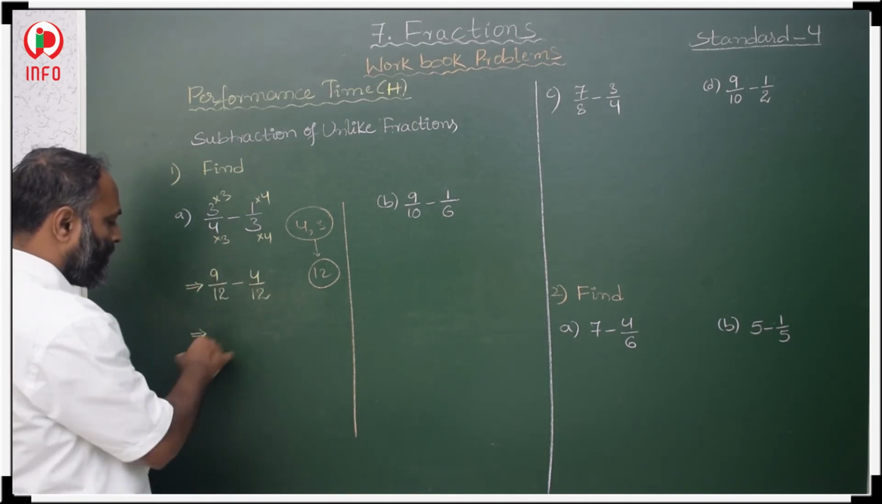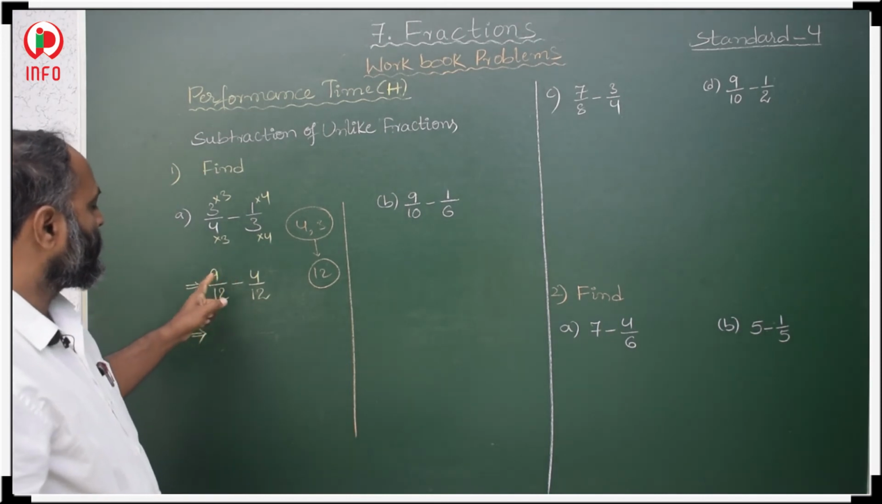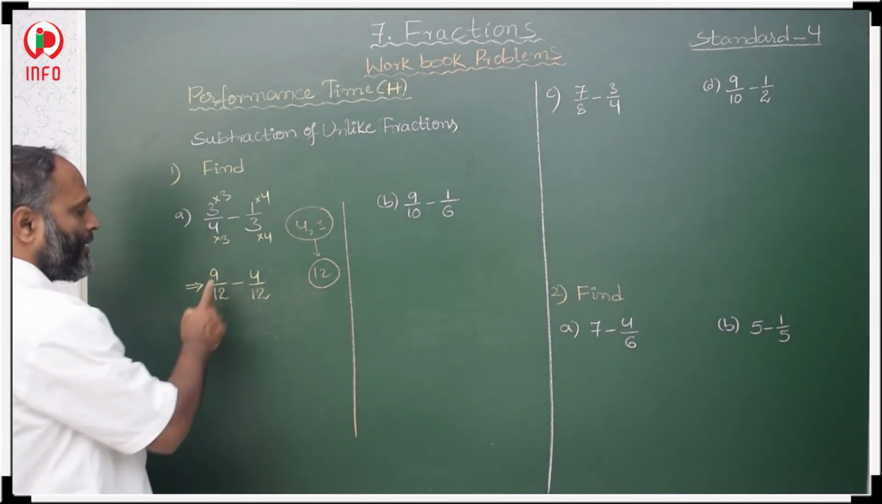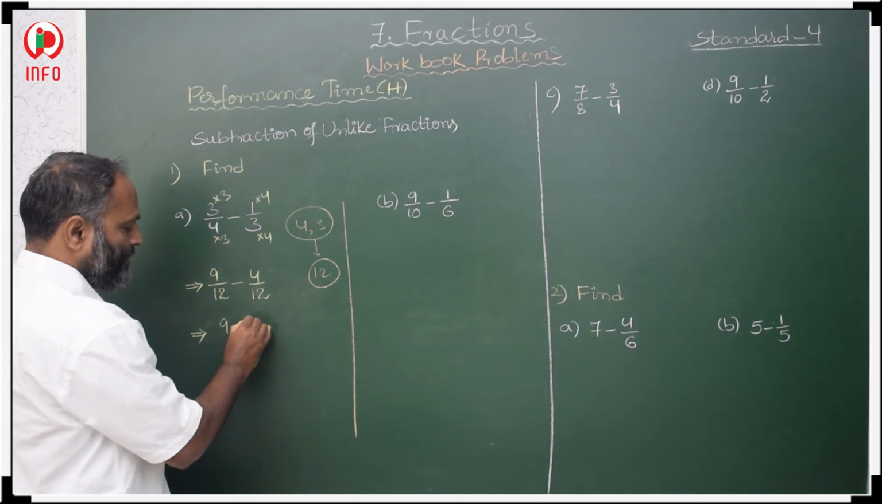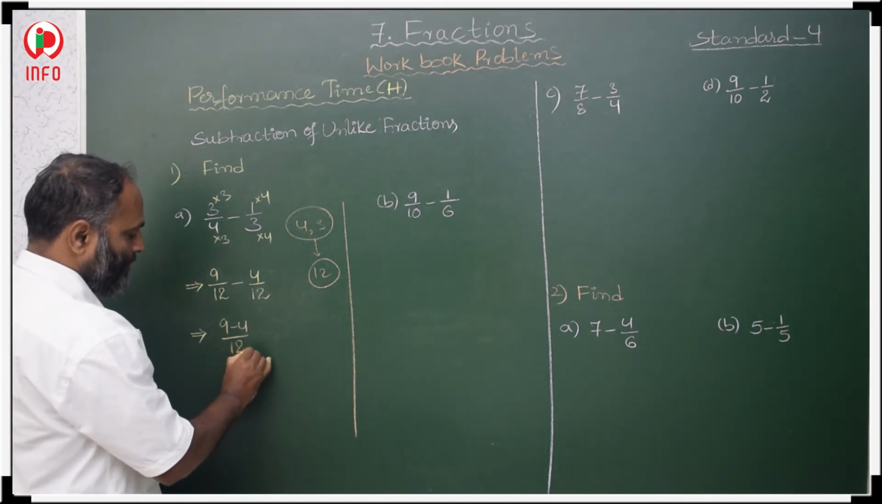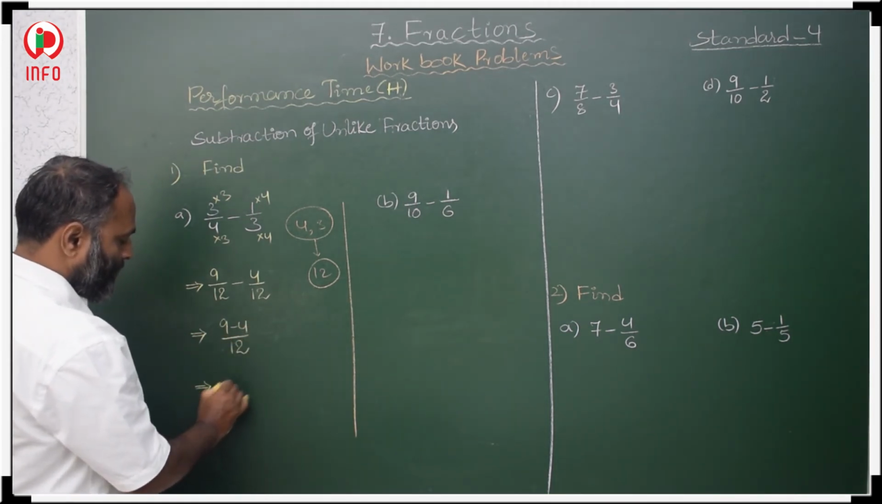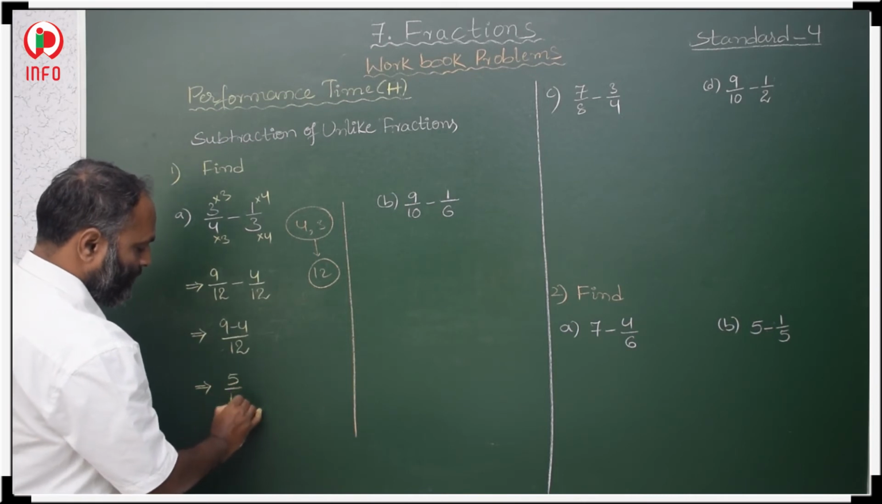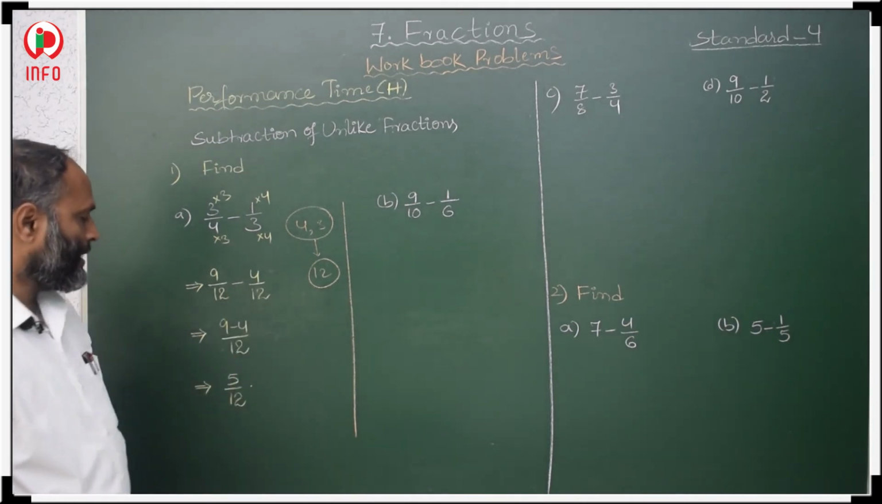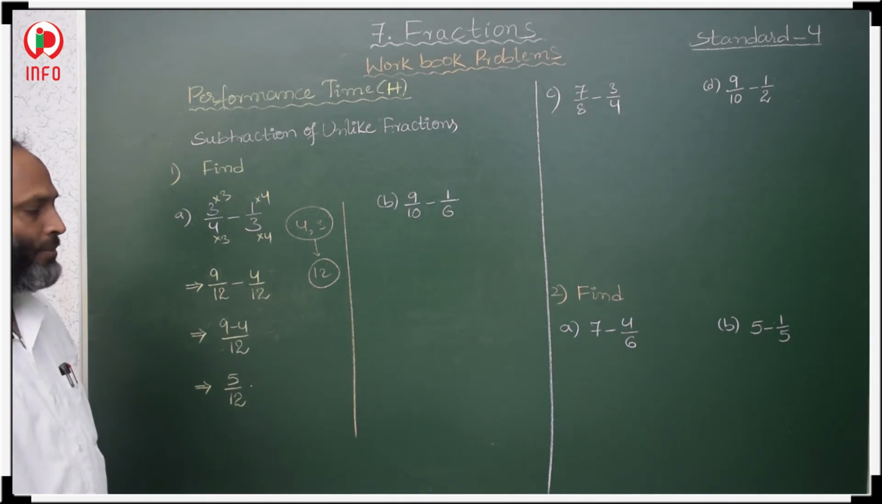Then after that we subtract the numerators, the difference of the numerators, 9 minus 4 by the common denominator. 9 minus 4 is 5. 5 by 12. This is the answer.